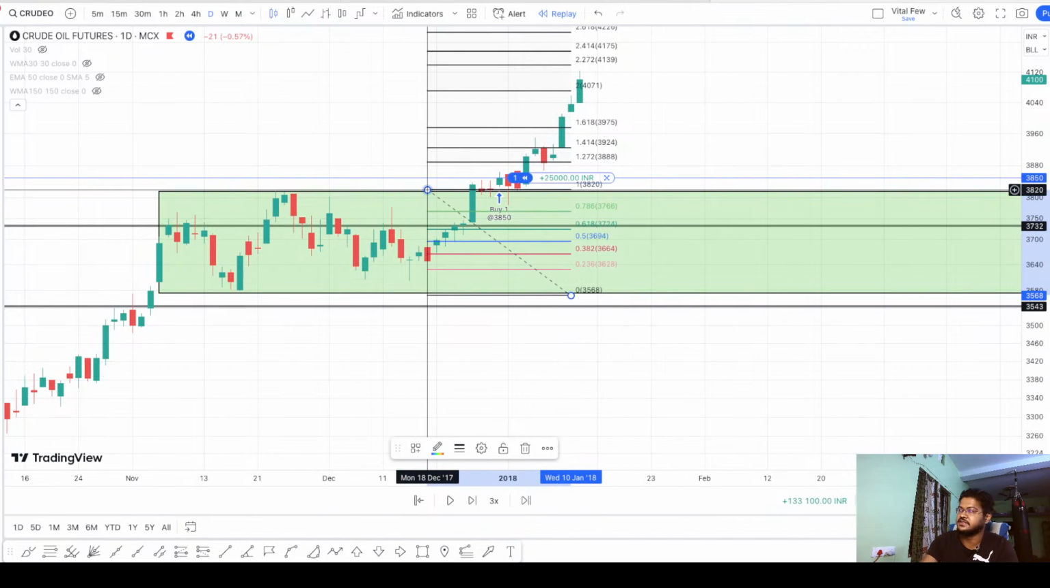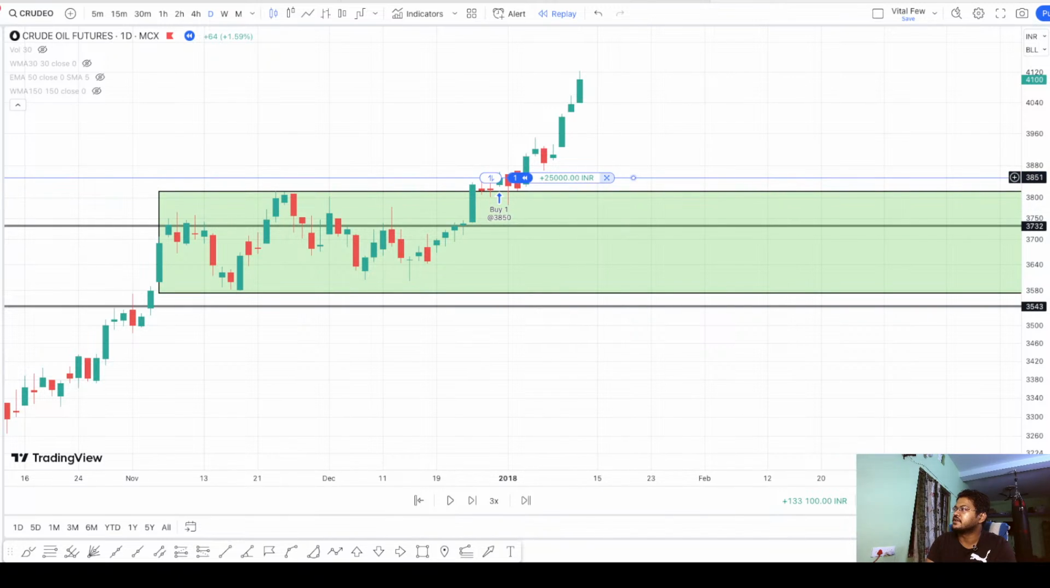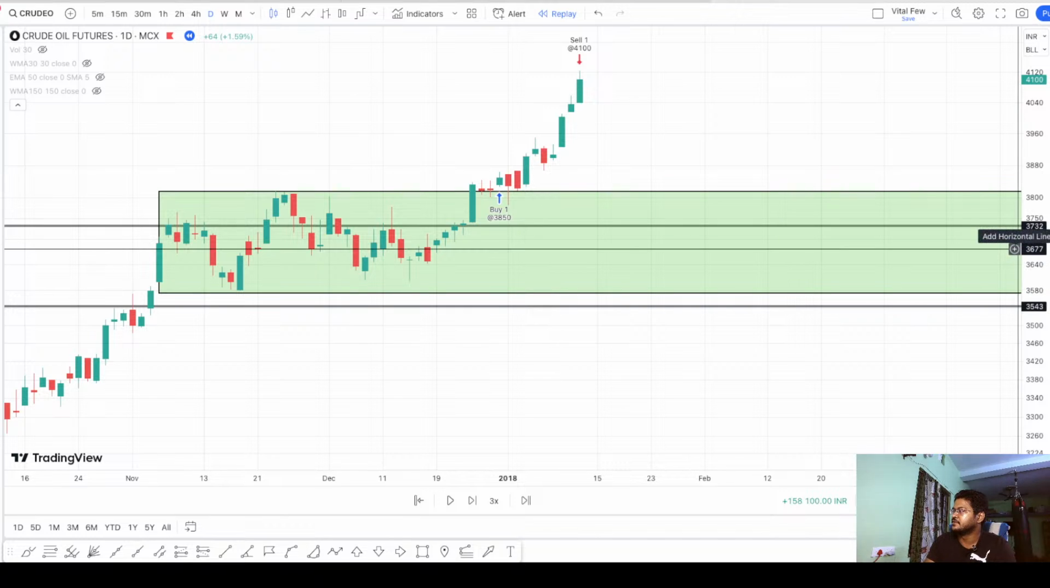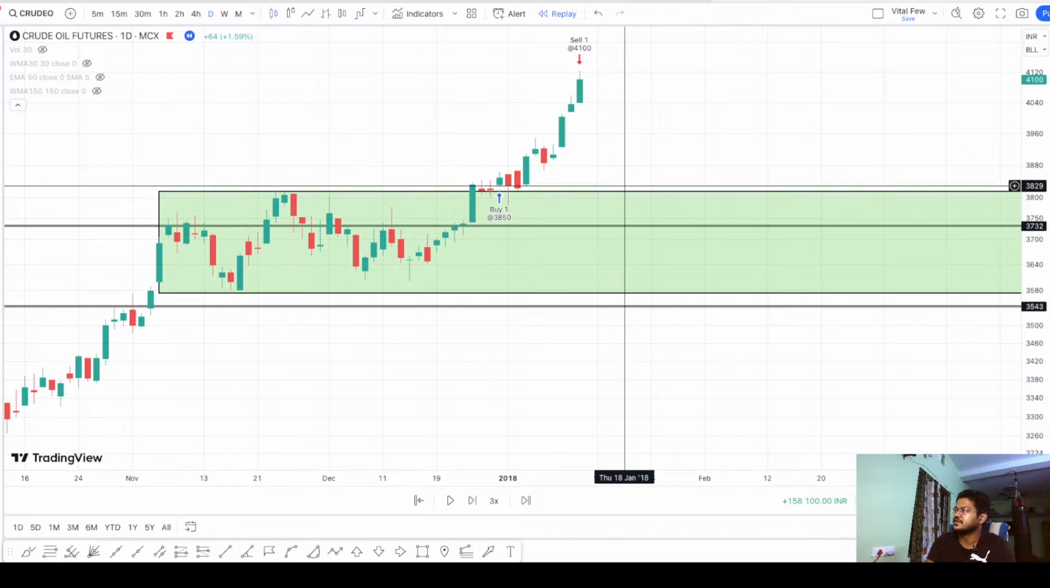Let me just delete this level, and I will close. So the position is closed. And you can see that my total profit here has increased from 1,33,000 to 1,58,000. Now let's see how it is going.